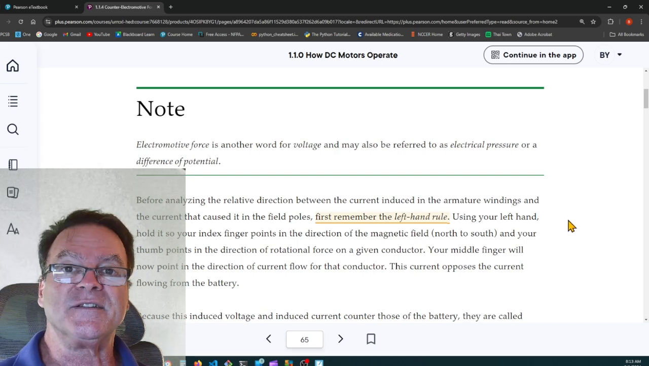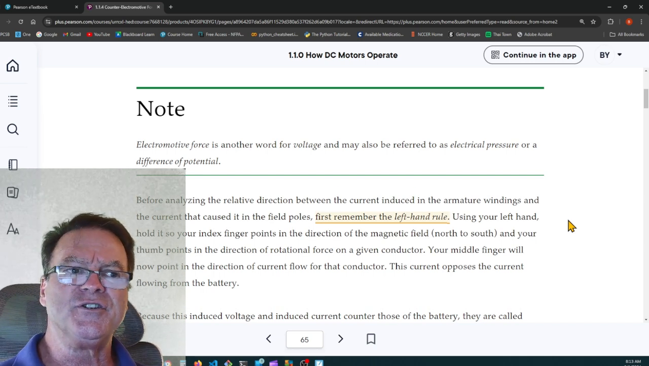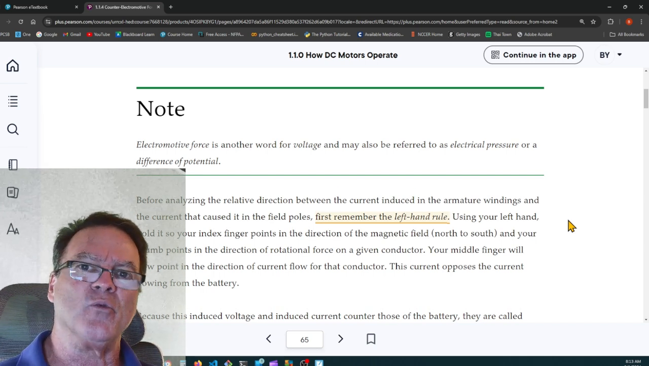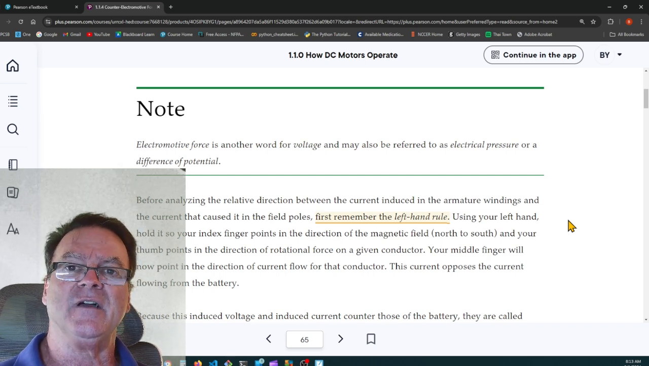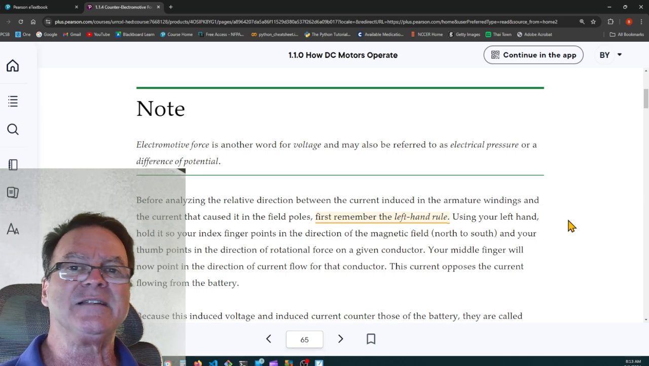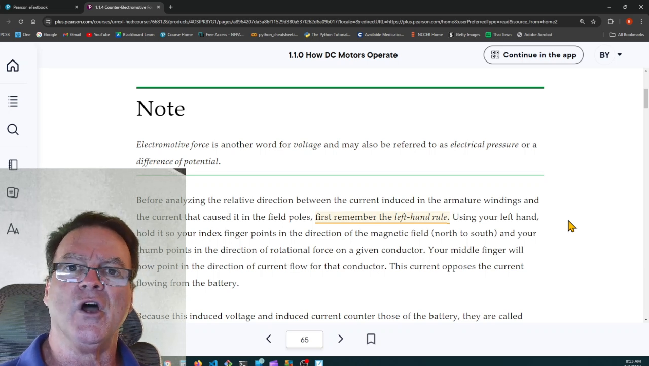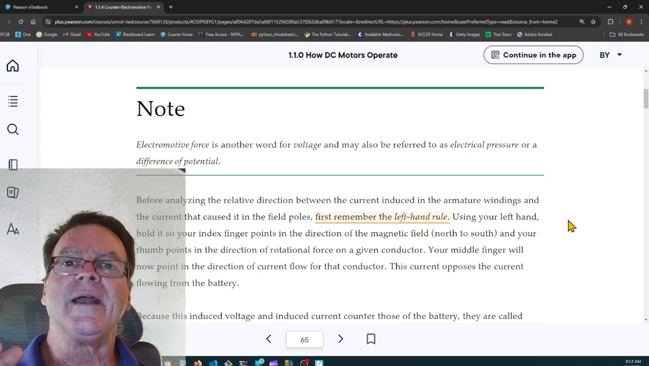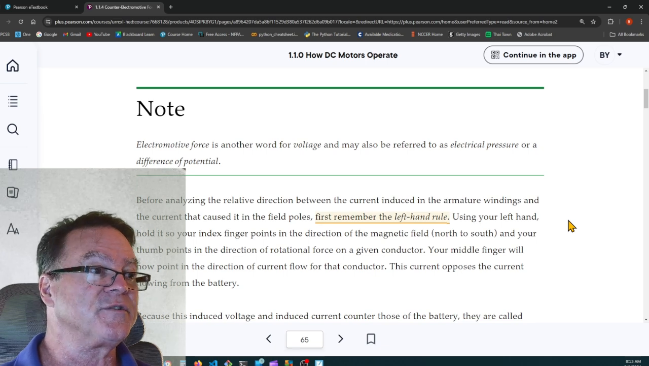That's a good thing, because if it were additive, if it induced a voltage and a current in the same direction as the supply voltage, it would be additive and the motor would race away. It would continue to gain speed until it self-destructs. The centrifugal force would literally throw the windings out from the rotor. It would self-destruct. So it's a good thing that we have counter electromotive force.